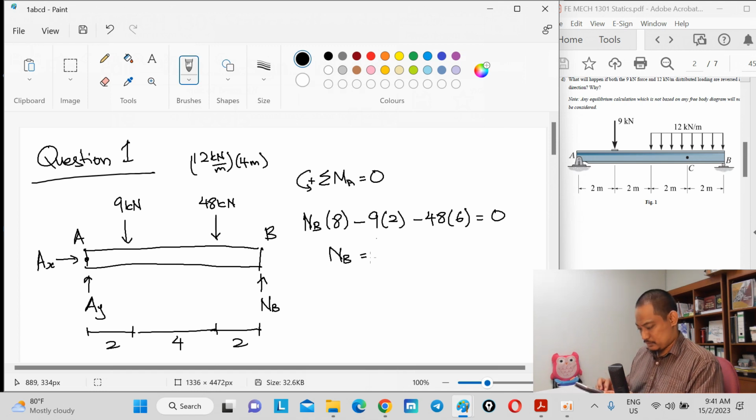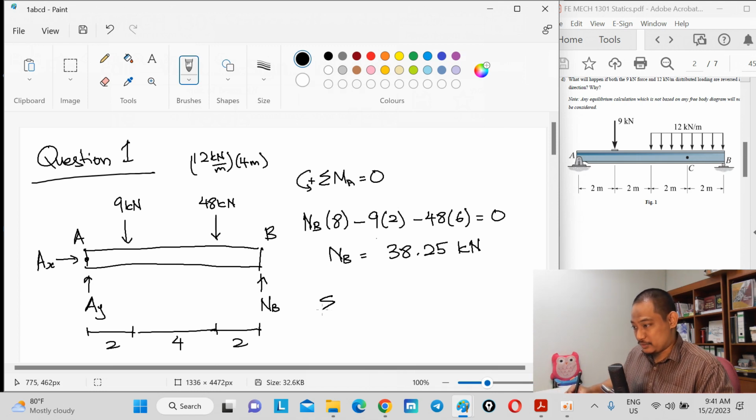So 9 times 2 plus 48 times 6 is 306, divided by 8, that's 153 over 4, which is 38.25 kilonewton, the unit, right? It's best if you write somewhere what you need to find, in this case the support reactions, right? So NB is solved, and you need to solve for Ax and Ay, right?